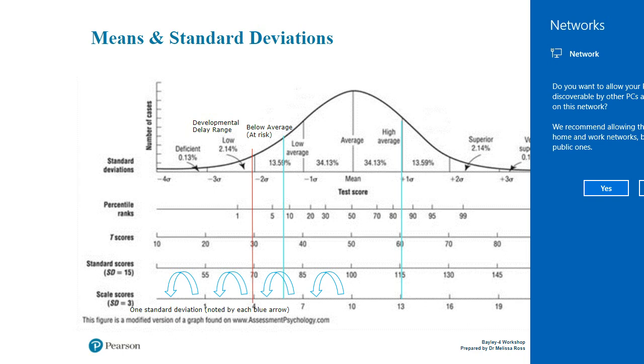The red line depicts the start of the extremely low or developmental delay range. The blue arrows depict one standard deviation. You can see that the developmental delay range starts 2 standard deviations below the mean. You will need to have an understanding of these to fully appreciate the details on the standardisation slides. You can reflect back to this slide when needed.